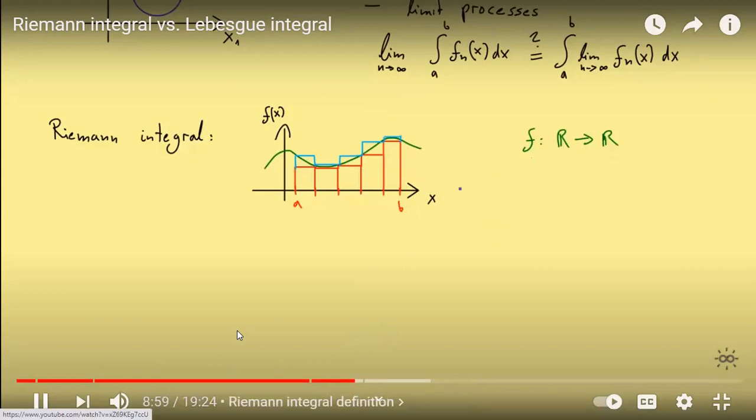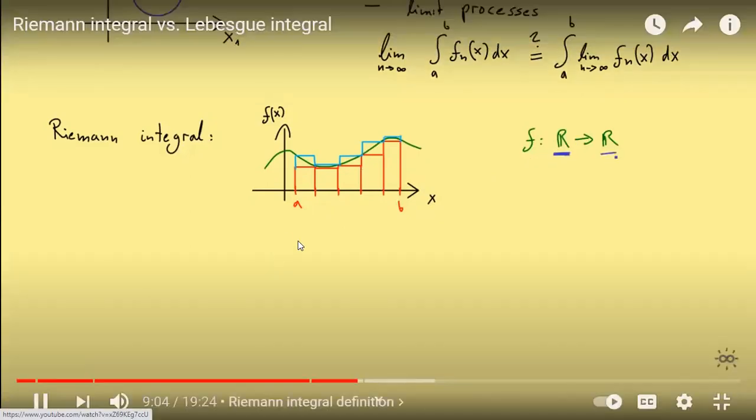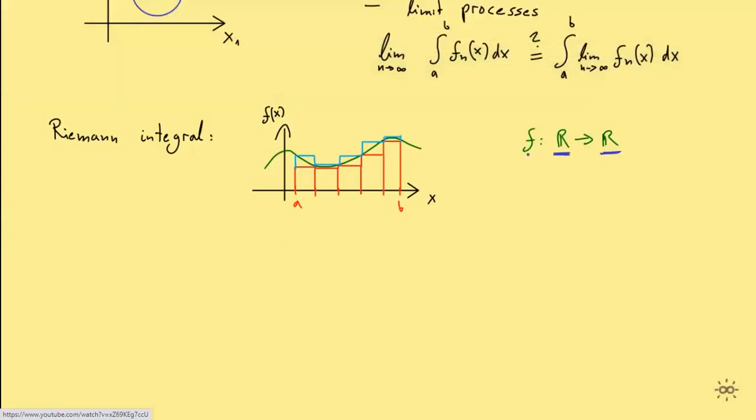In order to do this, it was necessary that we have a function that goes from the real numbers inside the real numbers. Otherwise we can't do the partition of the x-axis, and we don't have a height here. The idea of the Lebesgue integral is now different.